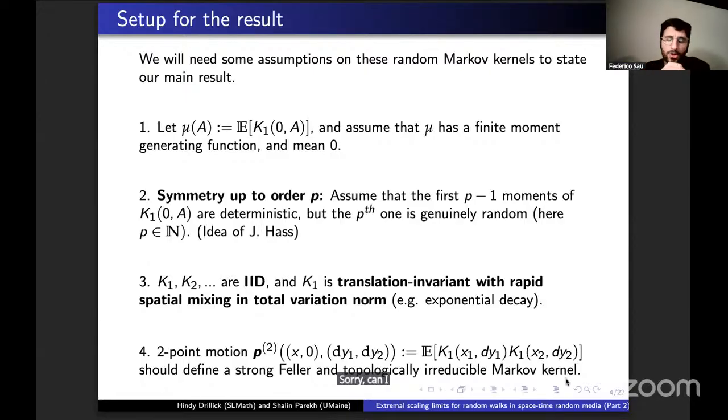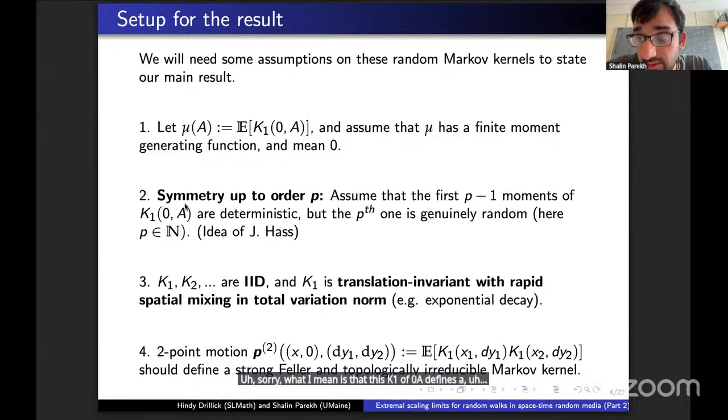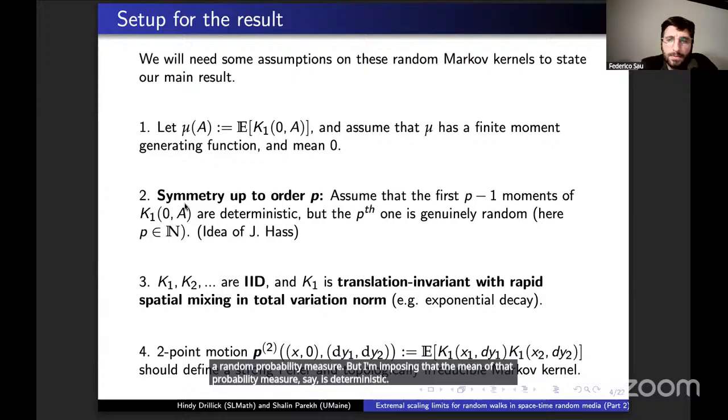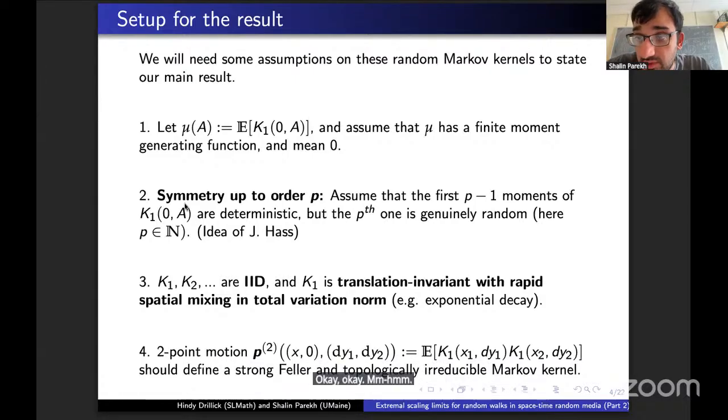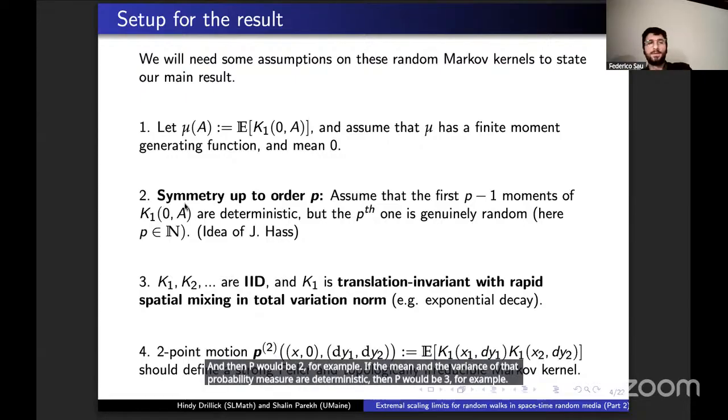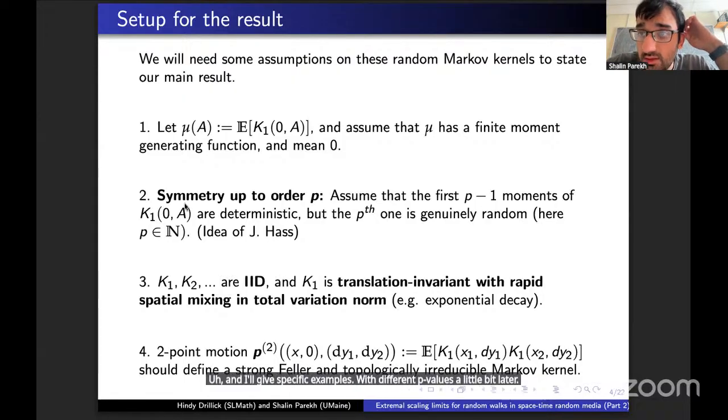Sorry, can I ask you about the second condition? Could you explain this further? Like, really taking the probability of going from 0 to A, if I take any p power, this should be deterministic for all A? Sorry, what I mean is that this K1 of 0, A defines a probability measure, a random probability measure. But I'm imposing that the mean of that probability measure, say, is deterministic. And then p would be 2, for example. If the mean and the variance of that probability measure are deterministic, then p would be 3, for example. I'll give specific p values a little bit later. Yeah. Perfect. Thanks.